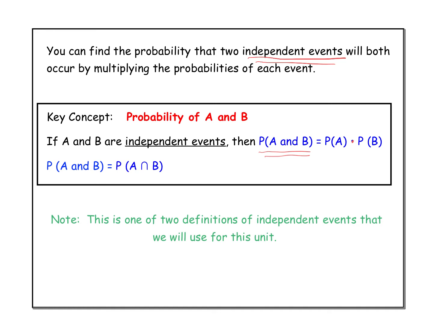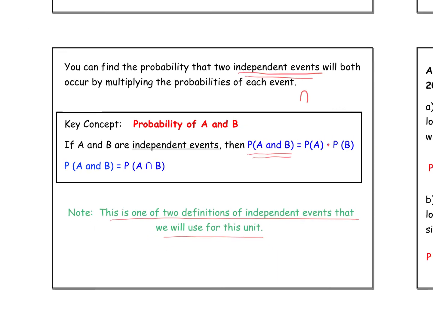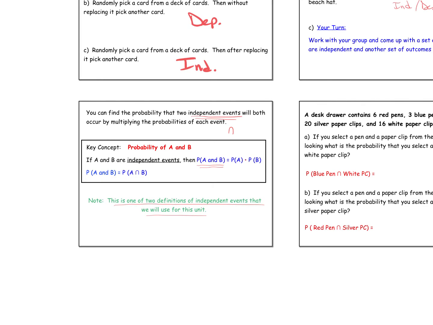Now, notation, this is the intersection. This symbol right here means the intersection, where they both have happened. That's the intersection of A and B. So that is the notation. Probability of A and B is A intersection B. Note, this is one of two definitions of independent events that we will use for this unit. So one definition of independent events is to multiply the probabilities. Let's see what this looks like here.